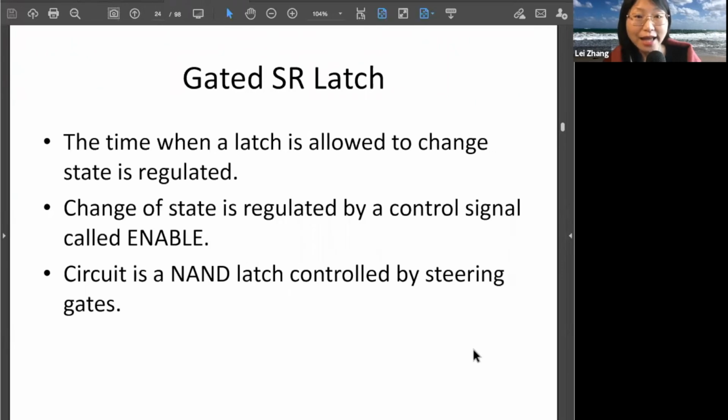So gated SR latch is a simple latch added with a gate. We learned this in the previous chapters. So how do we design the enable gate or inhibit gate? It's simple. We just add the AND gate to enable or disable the signal. So this gated SR latch is where we combine a latch design with an AND gate to enable or inhibit the input.